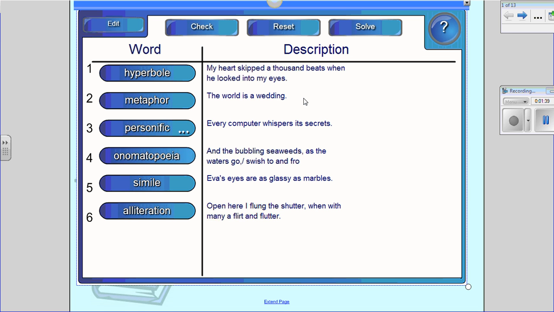Our next example was a simile. Here it says, Eva's eyes are as glassy as marbles. Here we know that this is a comparison that's using like or as, so here we have a simile. And then our final one is alliteration. Alliteration is the repetition of a sound. Open here I flung the shutter, when with many a flirt and flutter. So we hear that flung, flirt, and flutter noise being repeated.